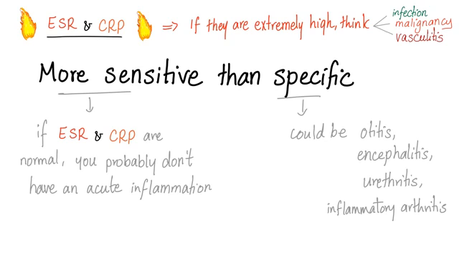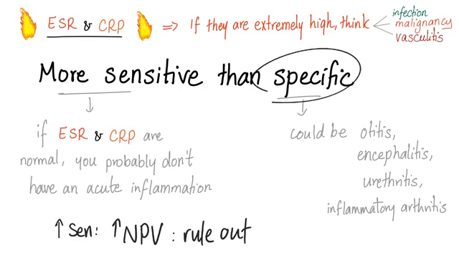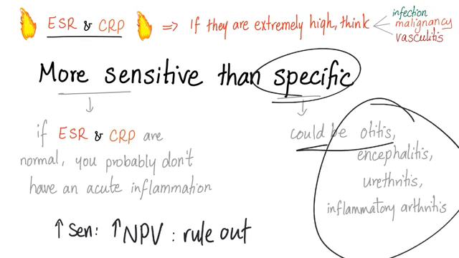They are more sensitive and less specific. Why more sensitive? Because they can rule out the acute inflammation. If ESR and CRP are normal, you probably don't have an acute inflammation. This is called ruling out a disease. As you know, the test that has high sensitivity has high negative predictive value, and it can rule out the disease. Less specific. Why? It couldn't tell which kind of problem it is.